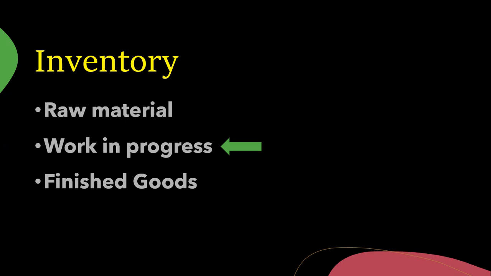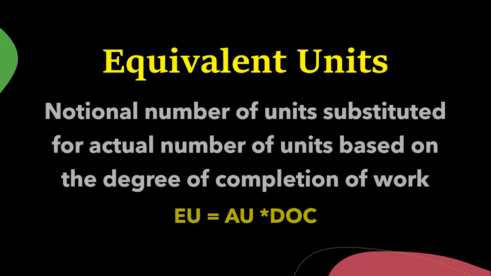So whenever we come across this concept of work in progress in the conversation or in the question, we need to understand a term called equivalent units. Equivalent units is used to apportion, to distribute the cost among the units produced and units partly produced.